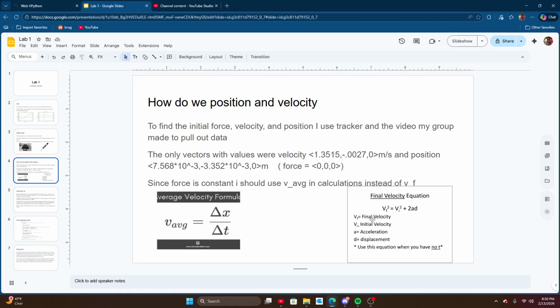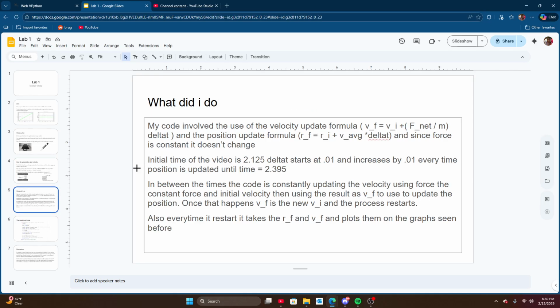And these are the equations, formulas for both. What did I do? My code involved the use of the velocity update formula, V final equals V initial plus F net divided by M times delta T, and the position update formula, R final equals R initial plus V average times delta T. Since force is constant, force doesn't change.